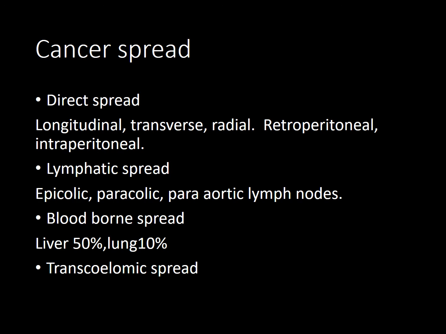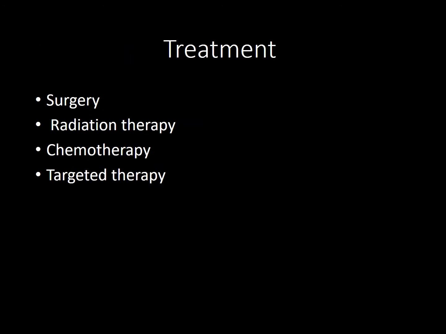Transcoelomic spread means that some cells become free in the peritoneal cavity to be lodged in another part, maybe in the jejunum, maybe in the ileum, maybe in peritoneal nodules, or maybe in the ovaries, forming a Krukenberg tumor. The treatment is first surgery, then radiotherapy, chemotherapy, and targeted therapy.